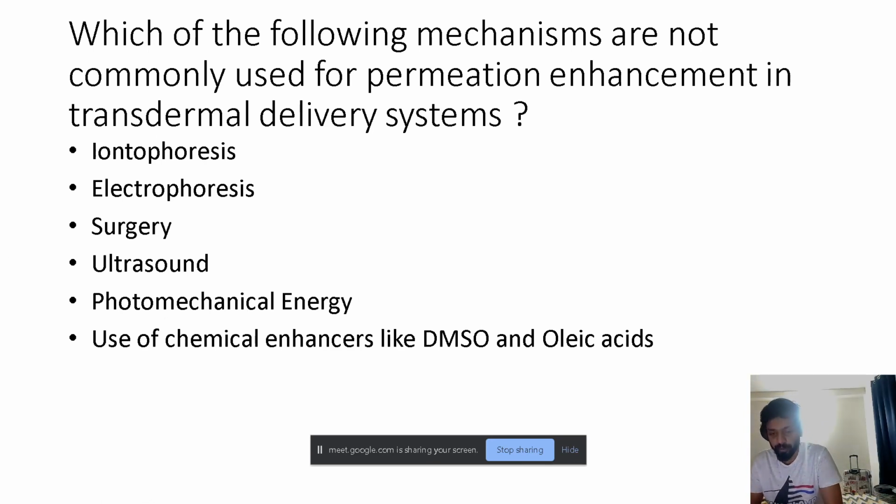Okay, surgery. Use of chemical enhancers like DMSO, option C, surgery. So photomechanical energy is in fact used to increase the permeation enhancement. What they do is blast high intensity light onto your skin to disrupt the barriers, so that there's this increased permeation that happens.